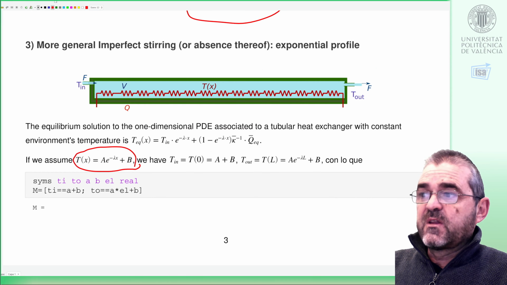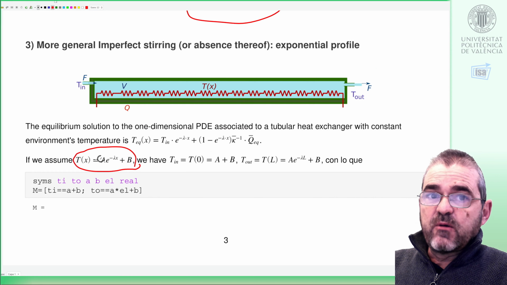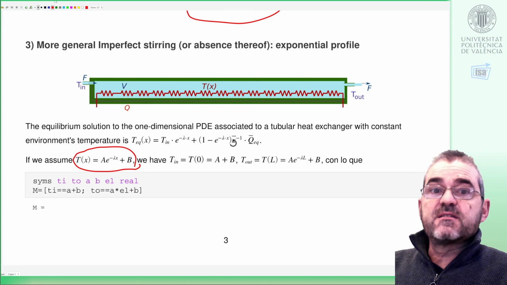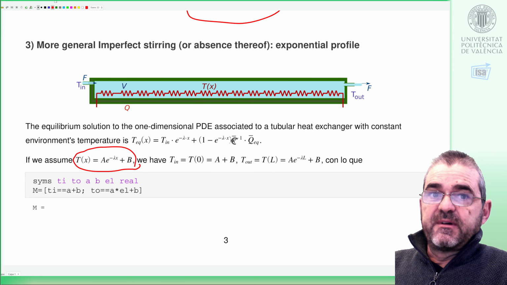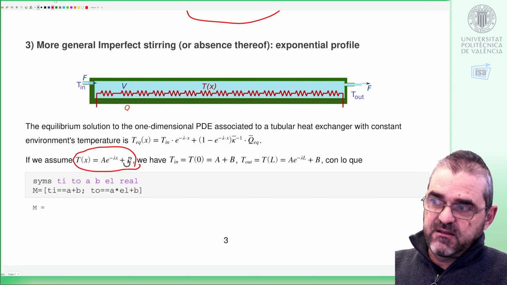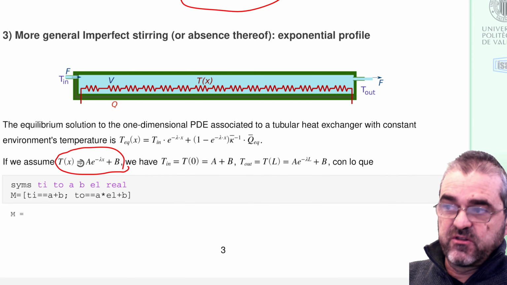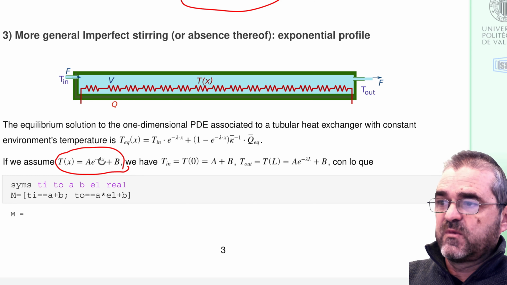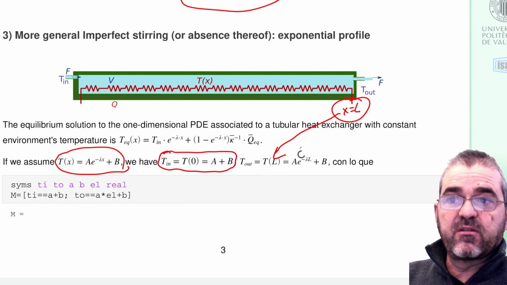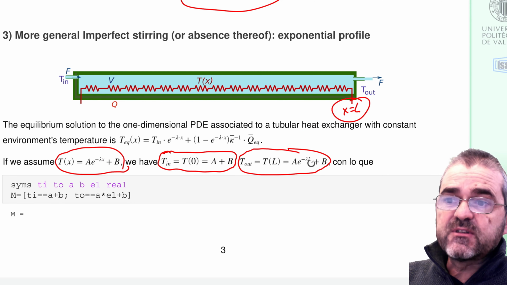Inspired by this, we will assume that our internal temperature distribution is something like this. Indeed, it is so in steady state, but our leap of faith will be assuming that it is so as well in the transient state, which is just an approximation, of course. Then, when x is 0, the exponential will be 1, so the inlet temperature will be A plus B, and when we replace the whole length of the pipe, the outlet temperature will be this expression.